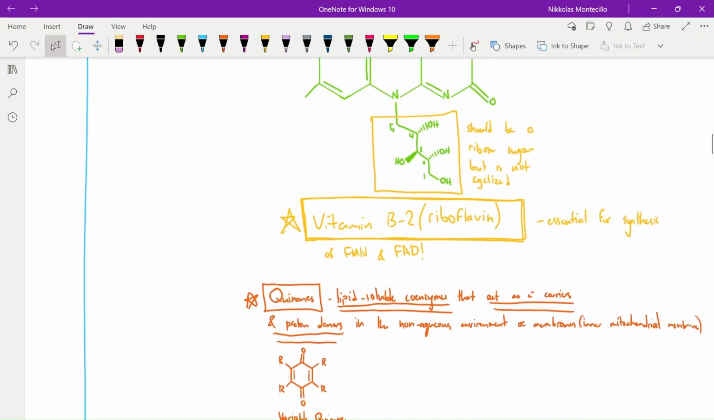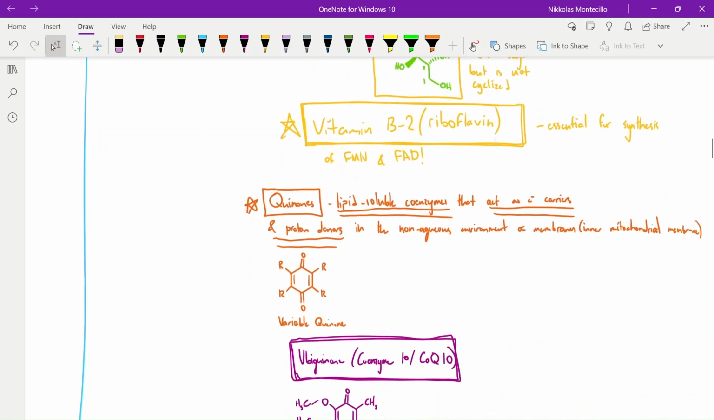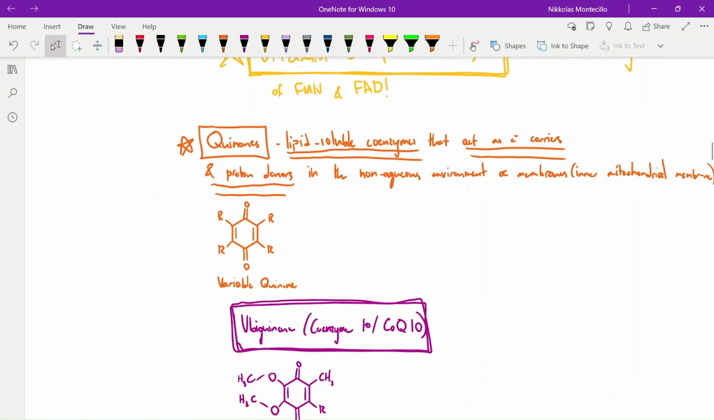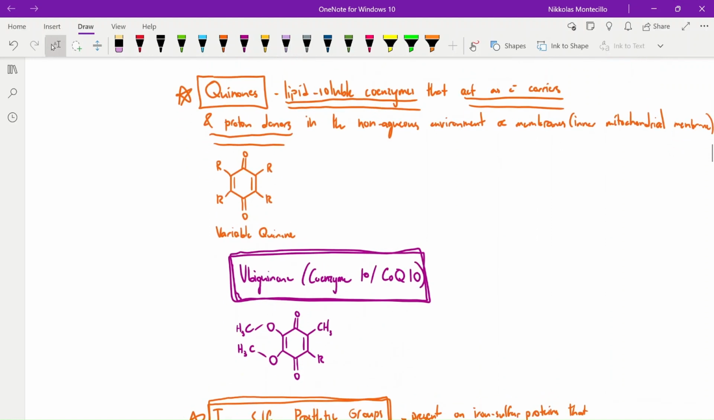Quinones are lipid-soluble enzymes that act as electron carriers and proton donors in the non-aqueous environment of membranes or the inner mitochondrial membrane, right? One such example of quinones is ubiquinone, which is coenzyme Q10 or CoQ10, right?